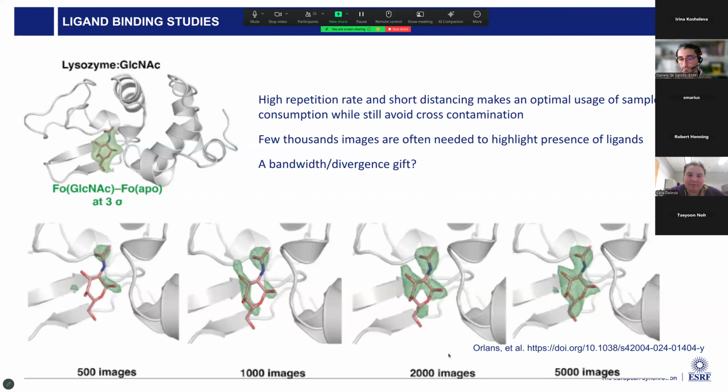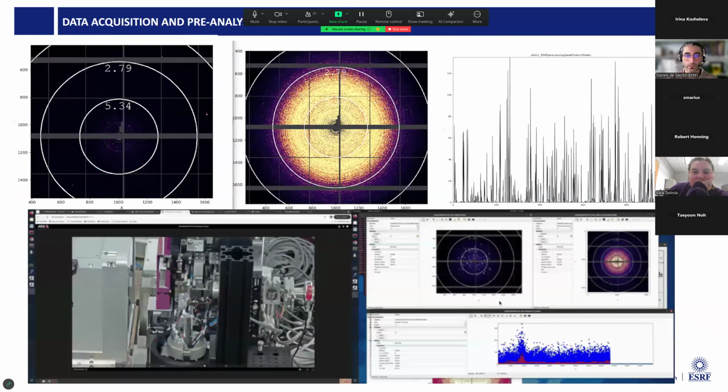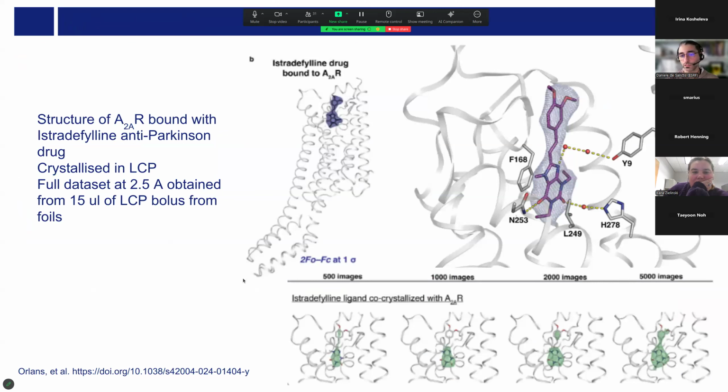And you can see that with as little as 2,000-3,000 images, it's probably enough to have a complete and clearly interpretable isomorphous difference map, which of course becomes more interesting when we apply it to a more challenging example.